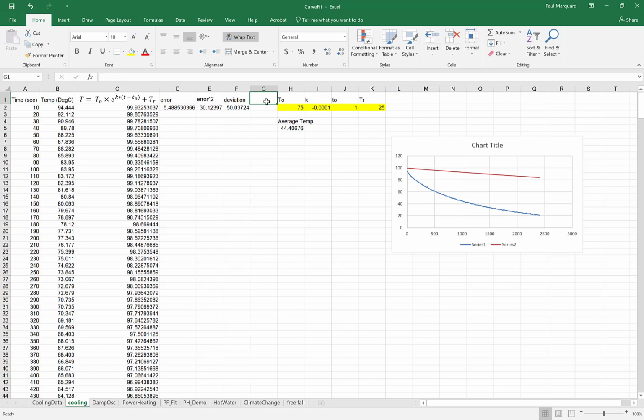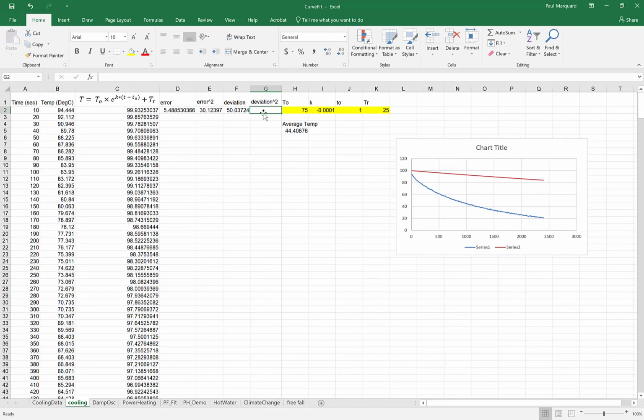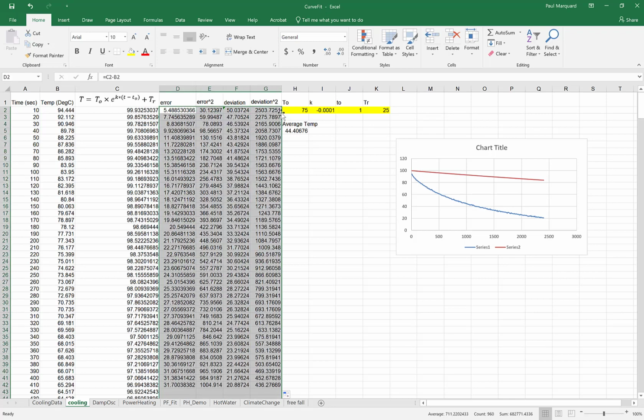And then the deviation squared is going to go there. All right, that's just this left-hand cell squared. All right, and then I'll highlight all 4 of those values, double click, and there we go.